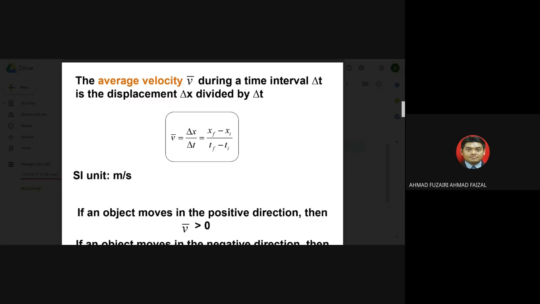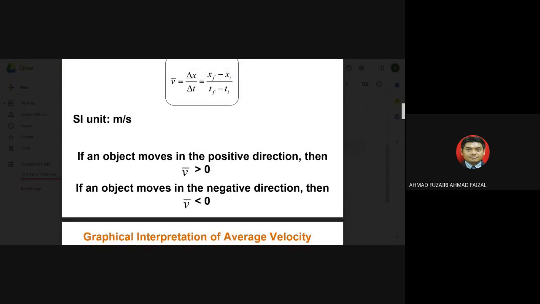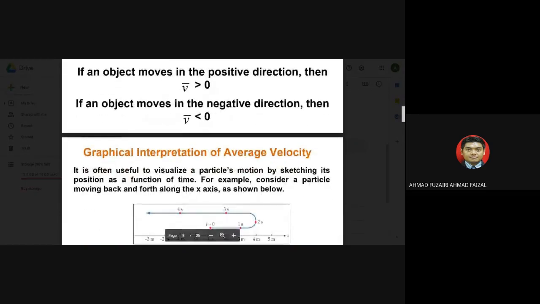Meaning that you can do it anywhere. In an area, as long as there is a final point and an initial point, that is all we want. If an object moves in a positive direction, then the average velocity, V bar, will be positive, greater than 0. And if an object moves in a negative direction, then the velocity will be negative, less than 0.